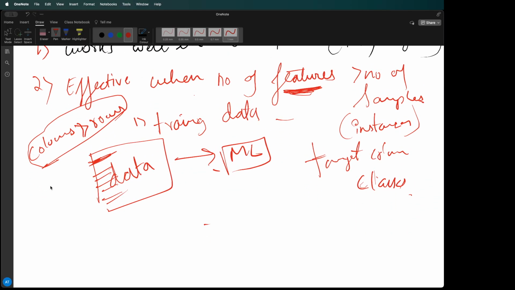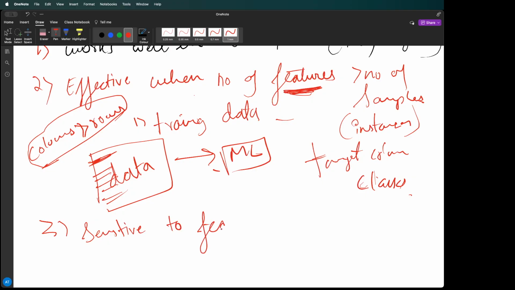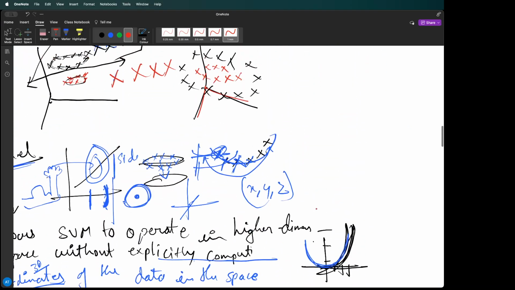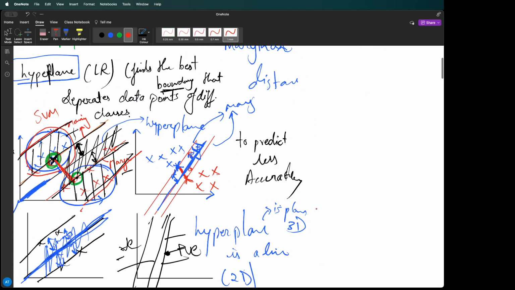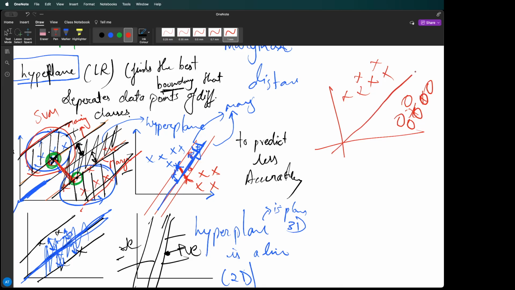Again, the third most important point is that it is sensitive to feature scaling. We can talk about how. See, if your data is distributed like this, I'll take this example, the left one. Let's say your data is distributed like this. Now you plotted a line, the hyperplane, and you plotted the margin line, and over here you plotted the margin line.